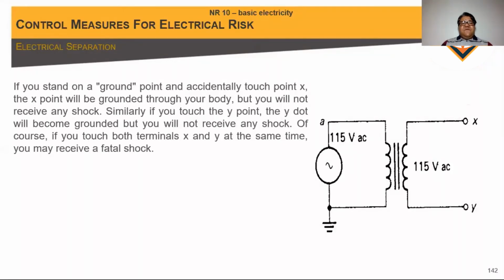Example, if you stand on a ground point and accidentally touch the point X, the X point will be grounded through your body, but you will not receive any shock. Similarly, if you touch the Y point, the Y point will become grounded, but you will not receive any shock. But of course, if you touch both terminals X and Y at the same time, you may receive a fatal shock.